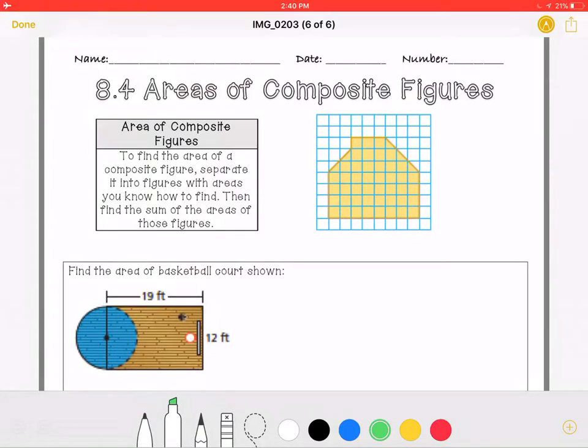All right, crew, my math crew. We are on our last lesson of chapter 8. So lesson 4, areas of composite figures.